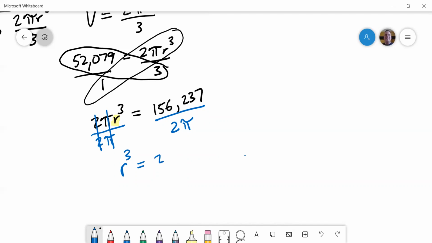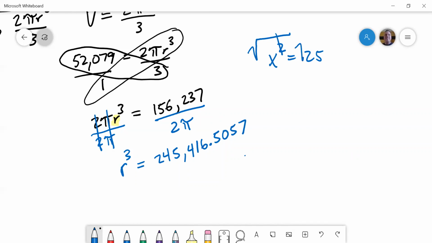So let's write out the whole thing, 245,416.5057. I'm going to write the whole thing out. I don't want to round yet because I'm not at my answer. I'm almost there. Okay, now to undo a cube, just like squared, right? Remember in class, you guys, if I said x squared equals 25, and I said, what would we do to both sides? We would square root, right? Square roots cancel squares. Well, cube roots cancel cubes.